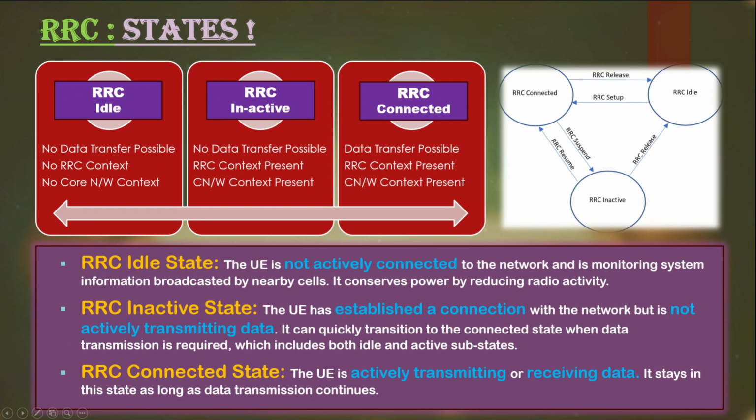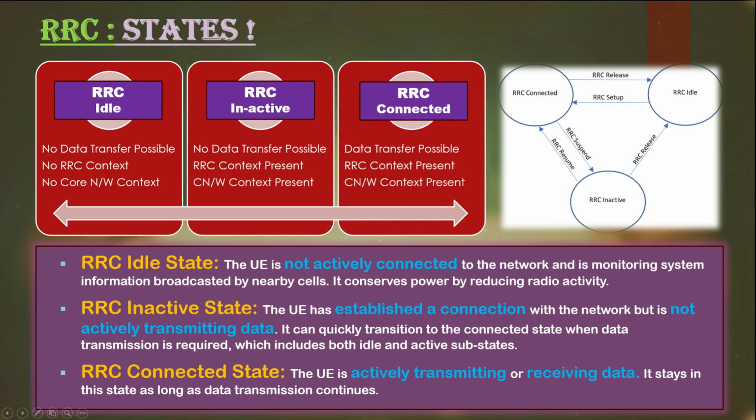If we talk about the general states of RRC, these are RRC idle, RRC inactive and RRC connected. However, 4G mainly has RRC idle and RRC connected, but 5G also has the RRC inactive state. So in RRC idle mode, there is no direct connection between the UE and the network, just high-level tracking information is available. No data transfer is possible when RRC is idle.